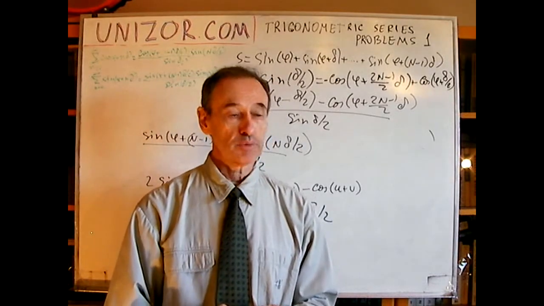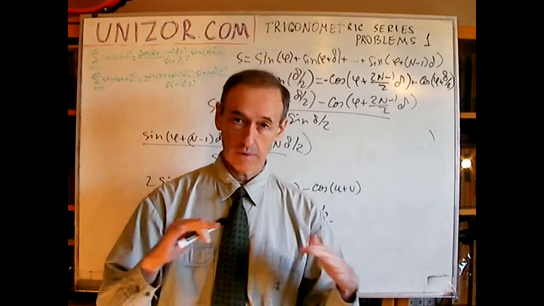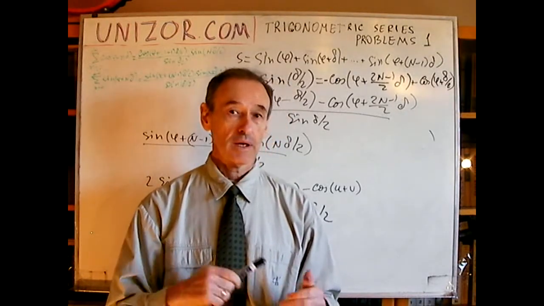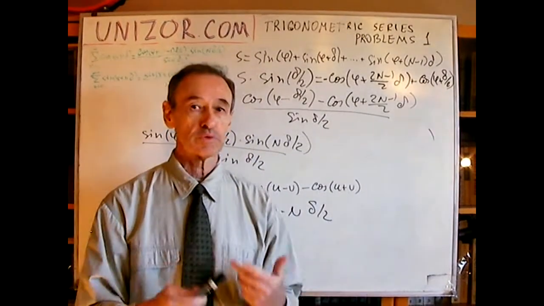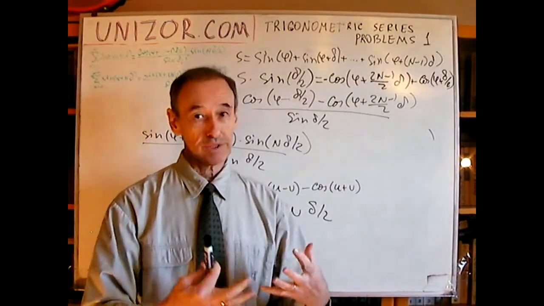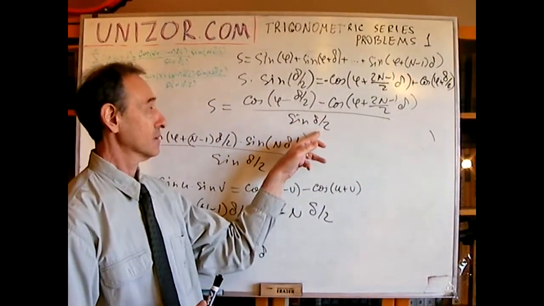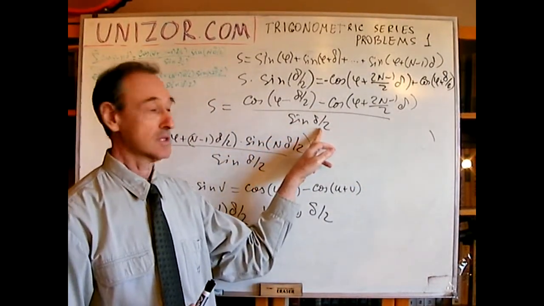So I will probably present some more problems in the same kind of area, and most likely either one of these two approaches would work. The only thing is, you have to recognize, you have to find out, okay, I really have to multiply by the sine of delta over 2.